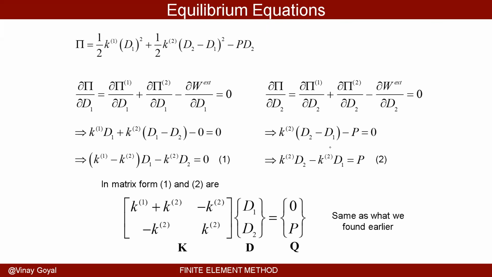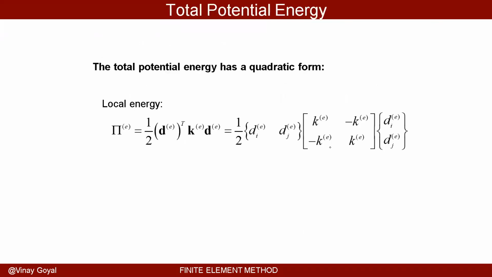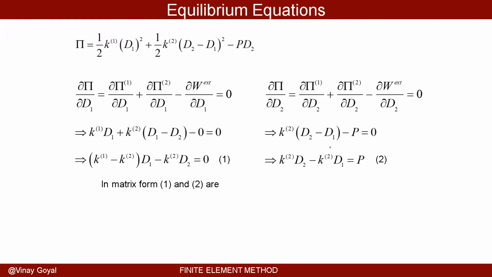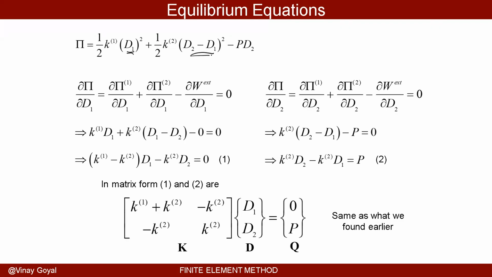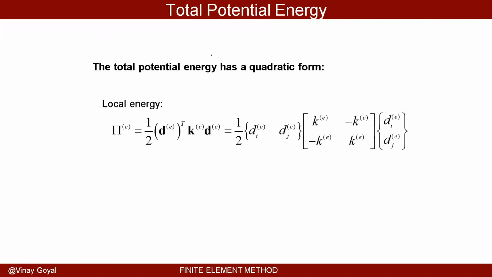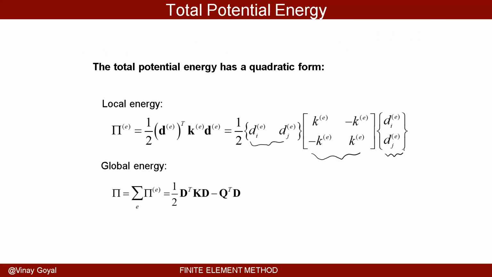So this is how the energy approach works. The total potential energy is usually going to have a quadratic form. You can see here it has a quadratic form. You see here the deflections are squared. The energy for the system can usually be written in this manner. For a single element, it's going to look like this. And the global energy can be written as this. Once you get the global energy, you can write it in this manner. You can always write it in the way I'm showing you here.